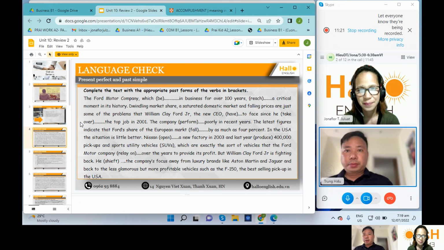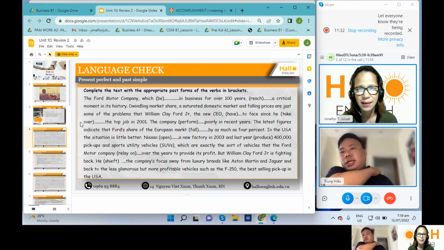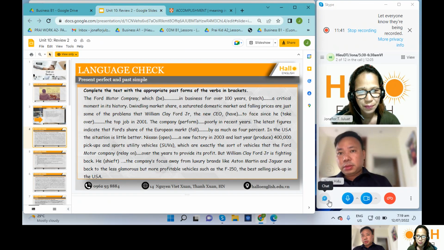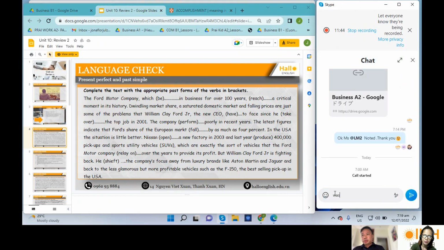The Ford Motor Company, which was in business for over 100 years, reached a critical moment in history. Reach will become reached. Yes, you will add -ed, right? Yes, reached. All right. Next.